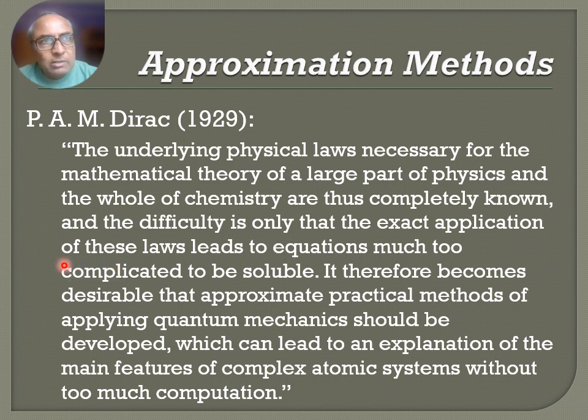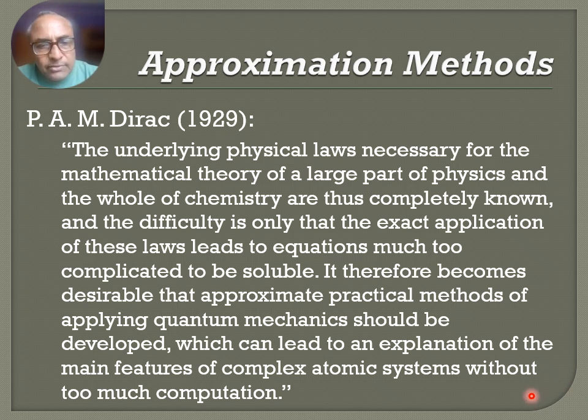So in other words, the laws of quantum mechanics that we have already discussed are sufficient to explain a large part of physics and the whole of chemistry. Okay? The problem is only that the equations are too complicated to solve manually or to solve exactly. It therefore becomes desirable that approximate practical methods of applying quantum mechanics should be developed, which can lead to an explanation of the main features of complex atomic systems without too much computation.